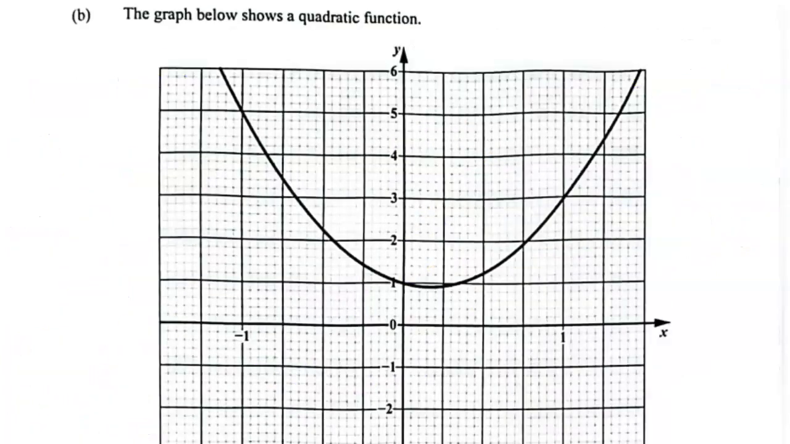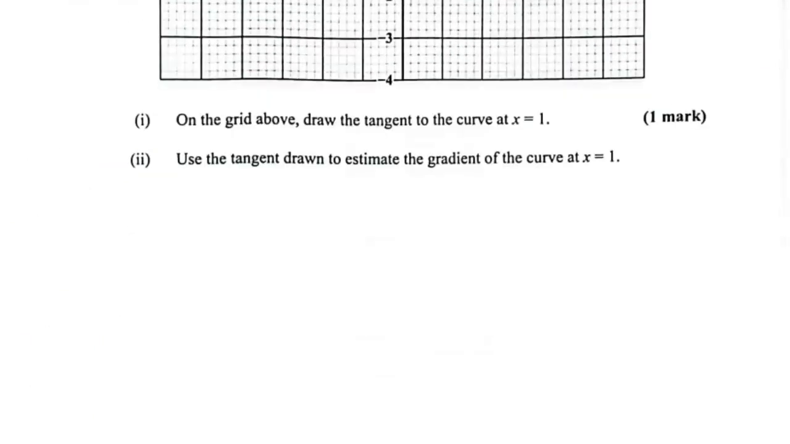Next, the graph below shows a quadratic function. There you have a function, and we're asked to, on the grid above, draw the tangent to the curve at x equal to 1. The tangent is a line that touches the curve only once. And we're asked to use the tangent drawn to estimate the gradient of the curve at x equal to 1. So we're basically asked to draw a tangent and to find the gradient of that tangent line, which will also represent the gradient of the curve at x equal to 1.